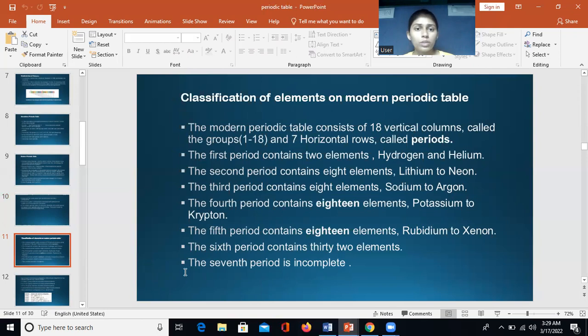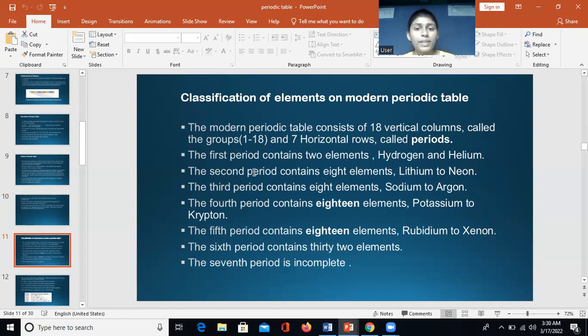Now let us come to the classification of elements on modern periodic table. The modern periodic table consists of 18 vertical columns called the groups, that is from 1 to 18, and 7 horizontal rows called periods. Then the first period contains 2 elements, that is hydrogen and helium. The second period contains 8 elements, that is lithium to neon. And the third period contains 8 elements, that is from sodium to argon.